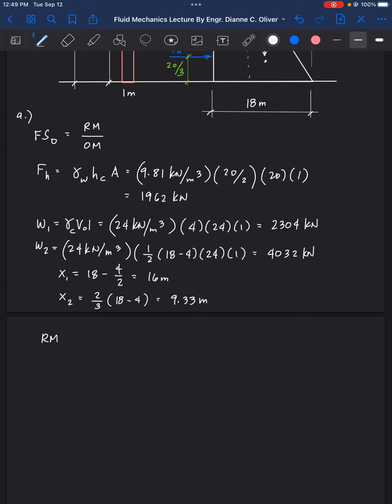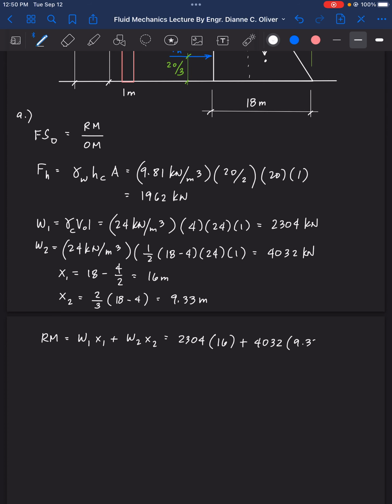Now we have our RM, resisting moment. So our resisting moment is weight 1 times x1 plus weight 2 times x2. So we now have 2,304 times 16 plus 4,032 times 9.33. So we have RM equals 74,842.56 kilonewton meter.